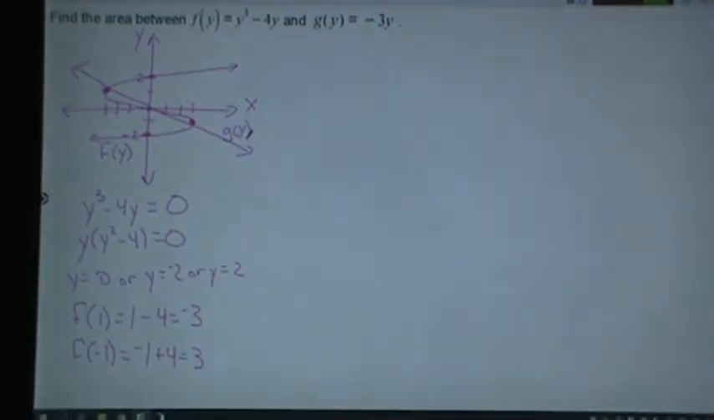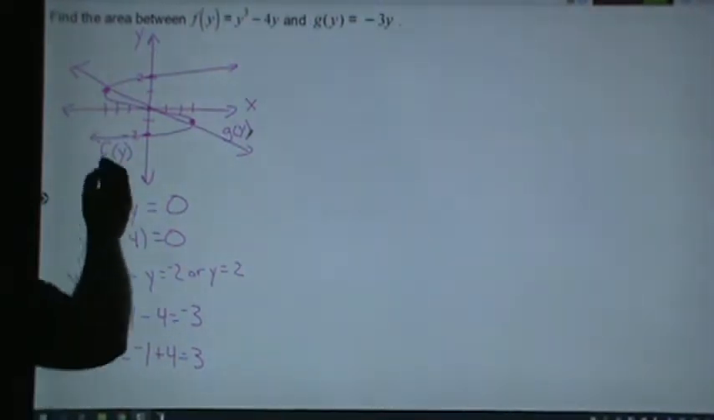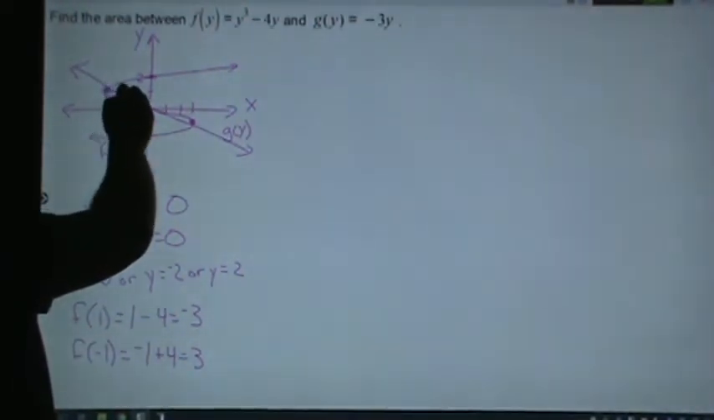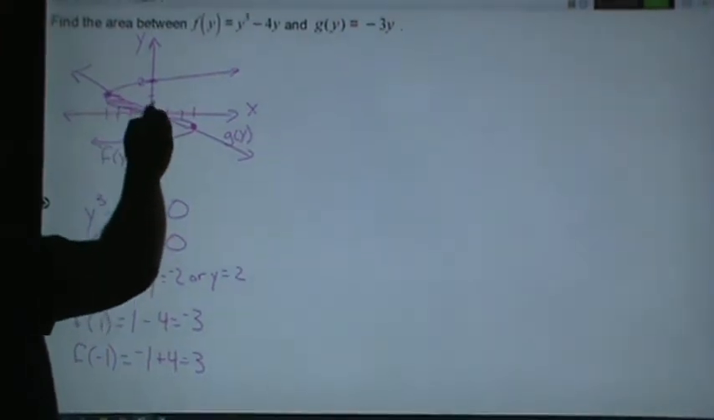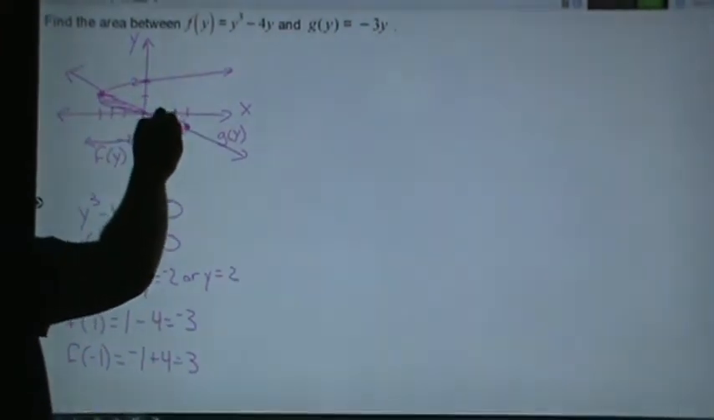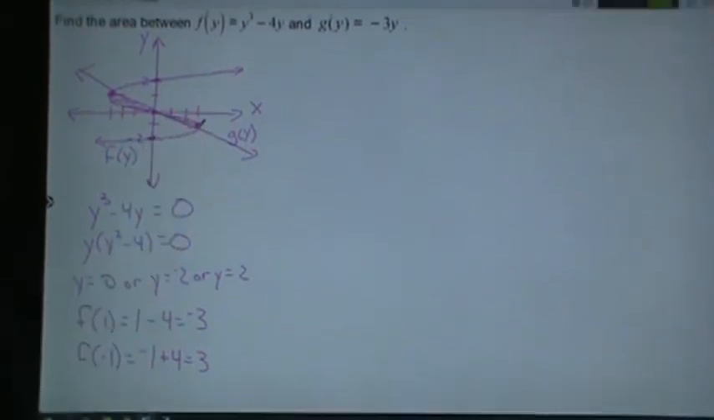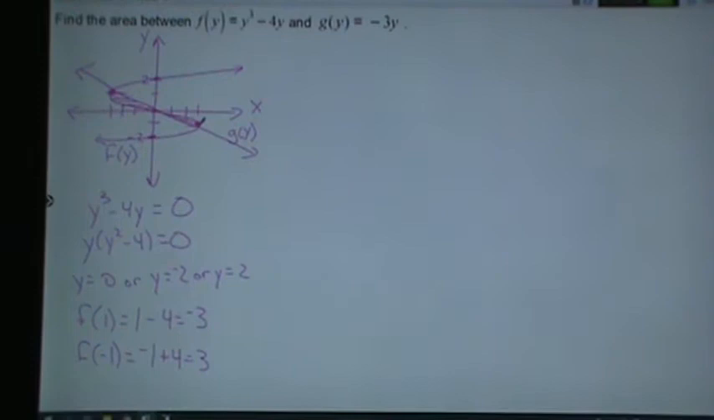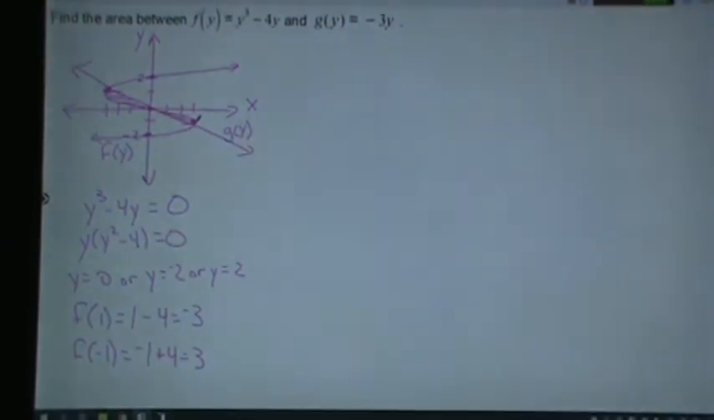And so when I calculate my area, the area over here on the left is going to be exactly the same as the area over here on the right. So I don't have to calculate both integrals. I could just calculate one and then multiply it by 2.